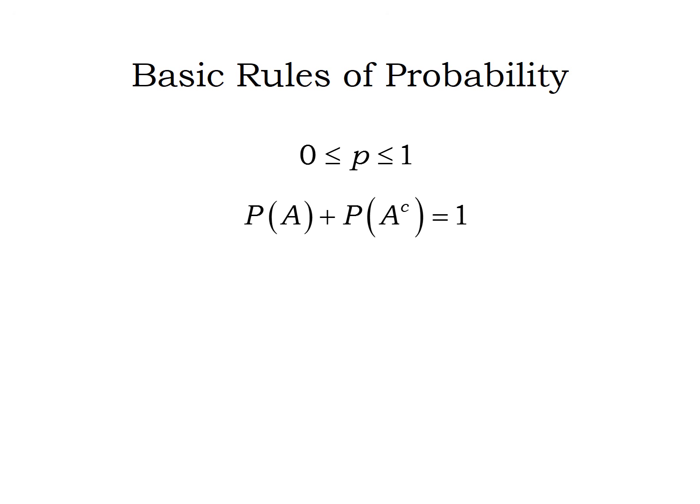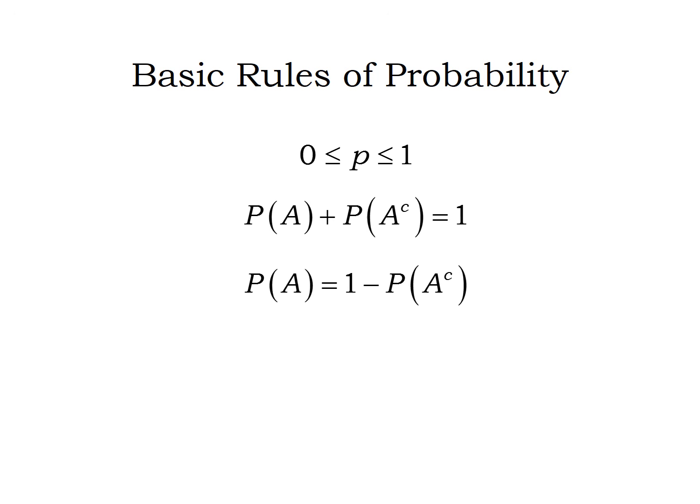Now, if you think about that, you already knew this rule, right? If I asked you, what's the chance it rains tomorrow, given there's a 20% chance it doesn't rain, you would all tell me that there's an 80% chance of rain, because you know 20% plus 80% is 100%, and it either will or will not rain.